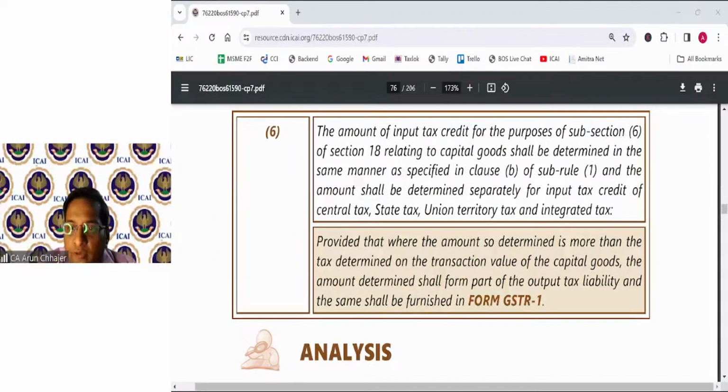Abdul is saying, can you explain 44 sub-rule 1? Sure, I will explain. 44 sub-rule 1.